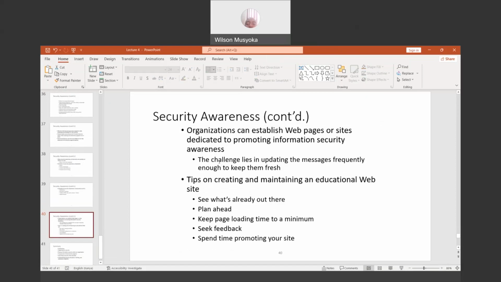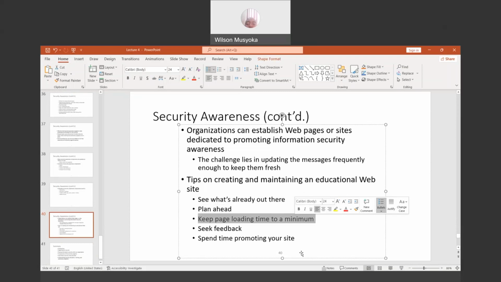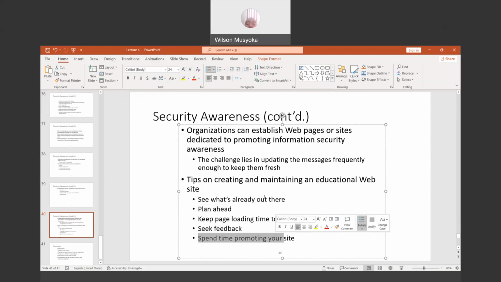And then again, in terms of security awareness, you need to create and maintain an educational website, and you need always to be updating it on what is already out there. You plan ahead, keep the page loading time to a minimum. Like it should not waste a lot of time, and then you need to seek feedback and spend time promoting the website. So the challenge is always how do you update? That is why you need to be up to date. And with that, you will be good to go.